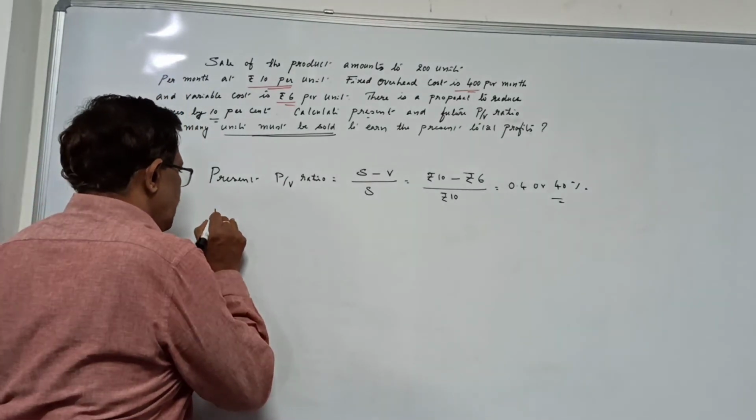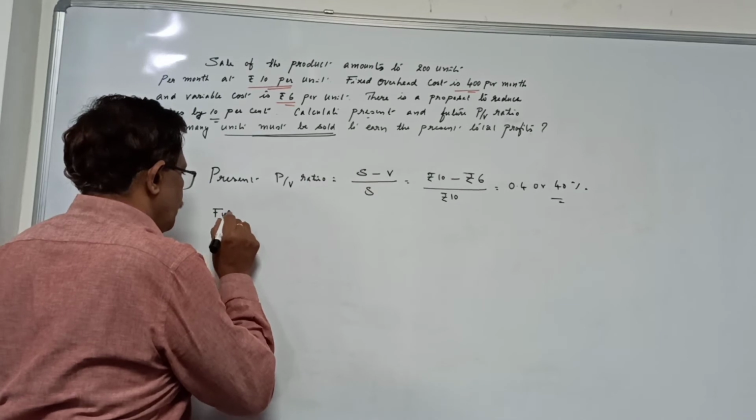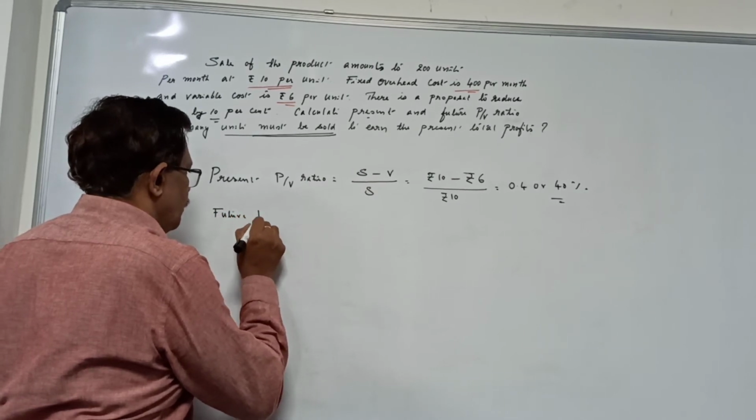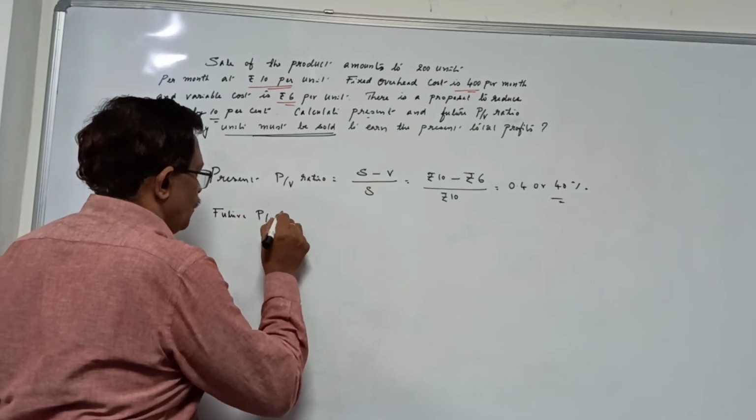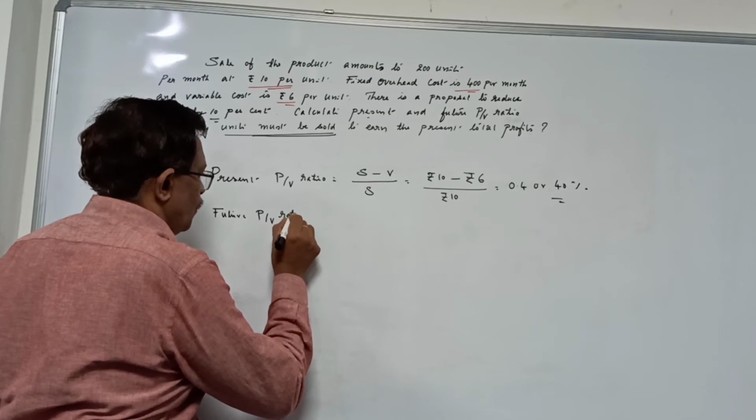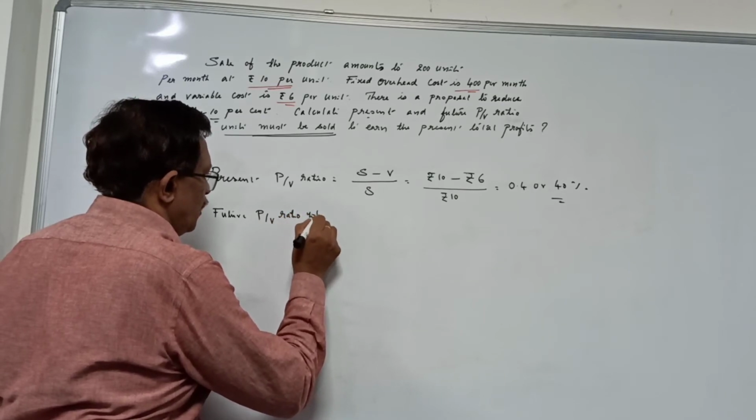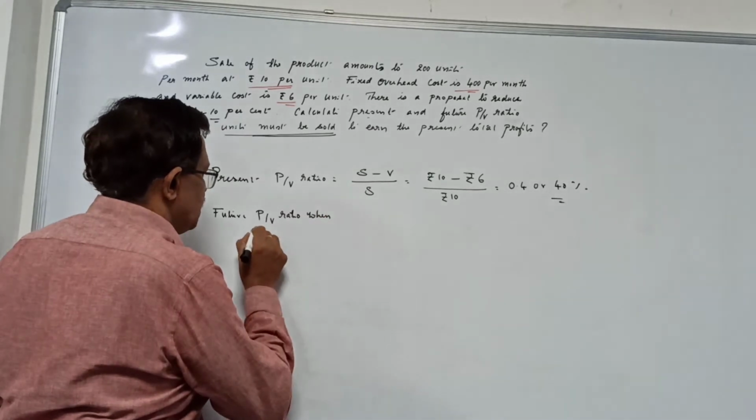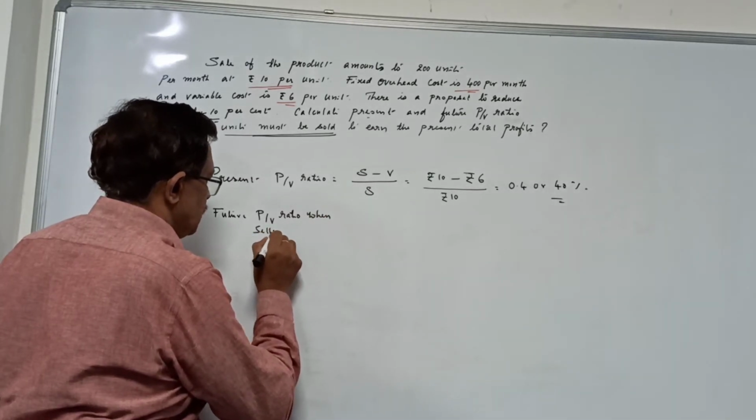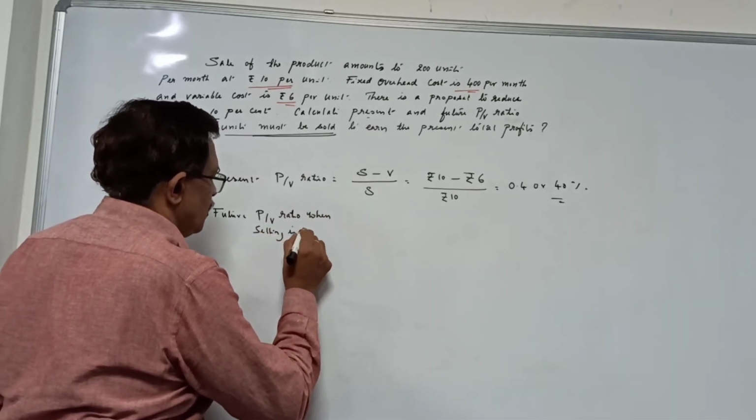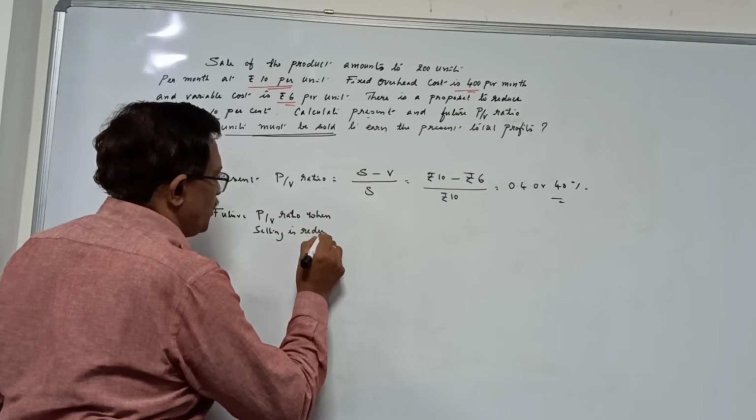The future PV ratio, when the selling price is reduced by 10%.